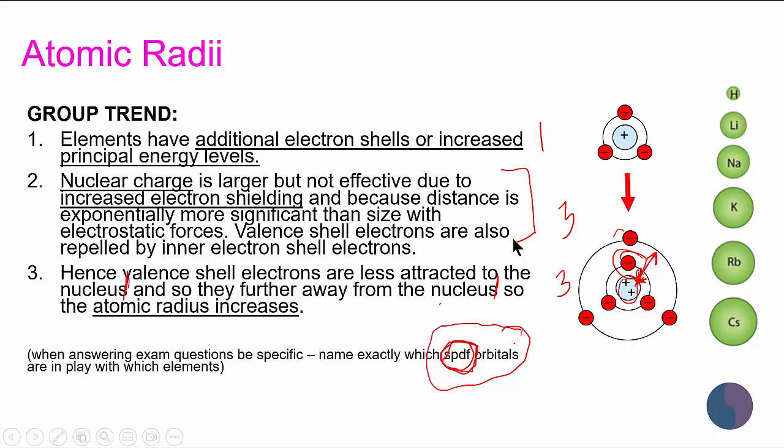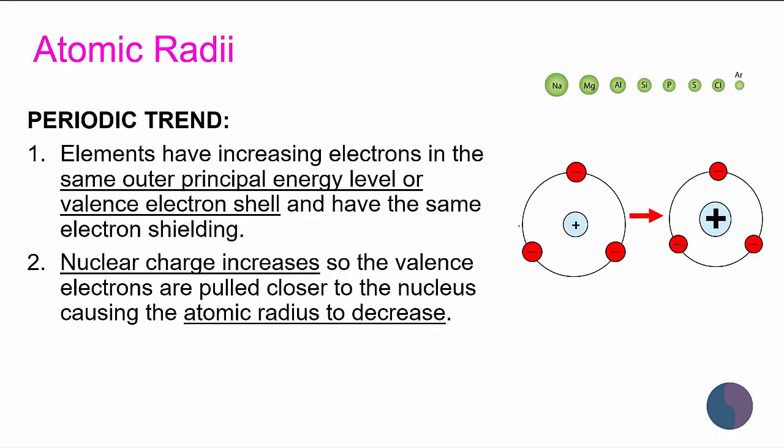All right. So going on to the deep dive for the periodic trend across a period. What have I mentioned already? Elements have increasing electrons in the same outer principal energy level or valence electron shell. And they have the same electron shielding, so the same electron configuration, the same electron shielding. But the nuclear charge increases. This is key. A lot of people forget this bit. Nuclear charge increases, and they stop there. So what? How does that affect the radius? The valence electrons are pulled closer to the nucleus, don't stop there, and then give the final answer: the atomic radius decreases.